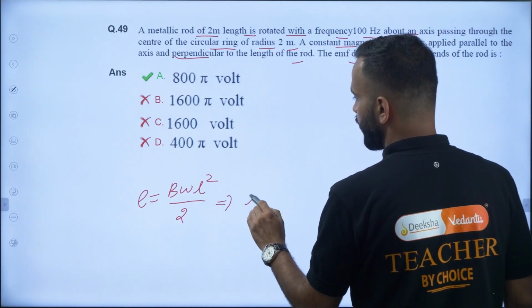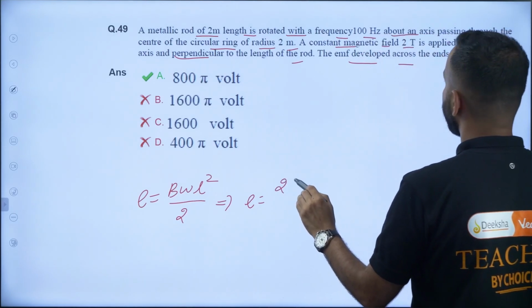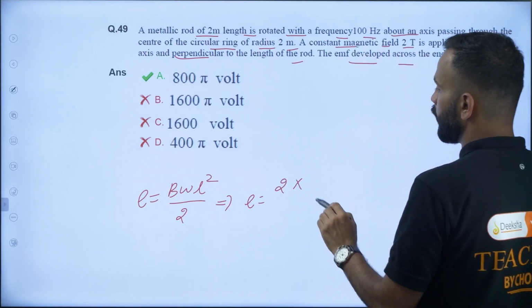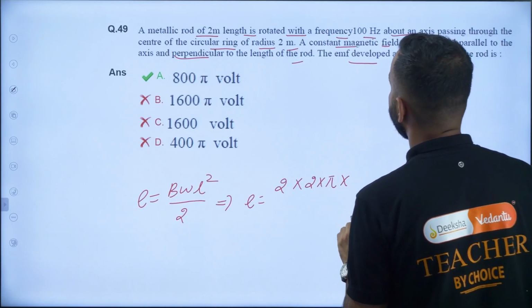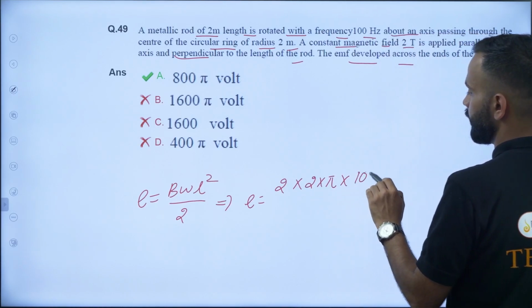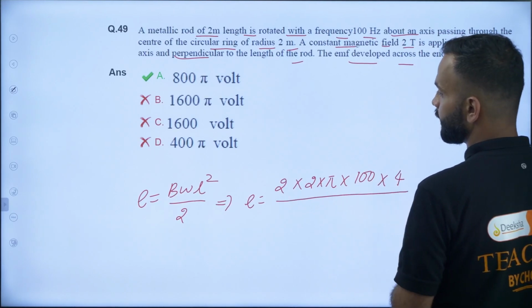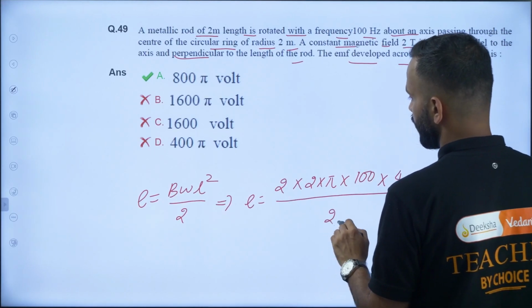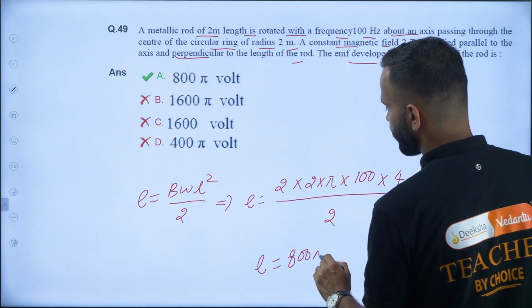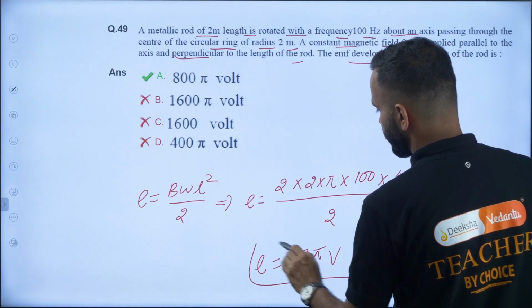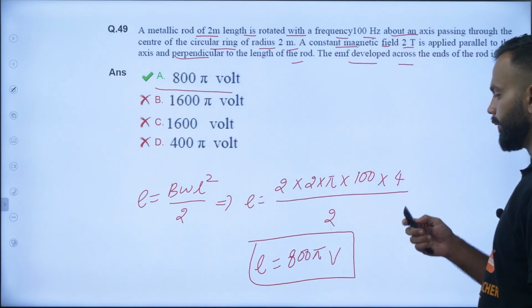So now E is equal to B, here B is 2 Tesla, into omega is 2 pi f, so 2 into pi into f, which is 100 Hz, into L square is 4, divided by 2. So now solve this, you will get E is equal to 800 pi volt. The correct option is A.